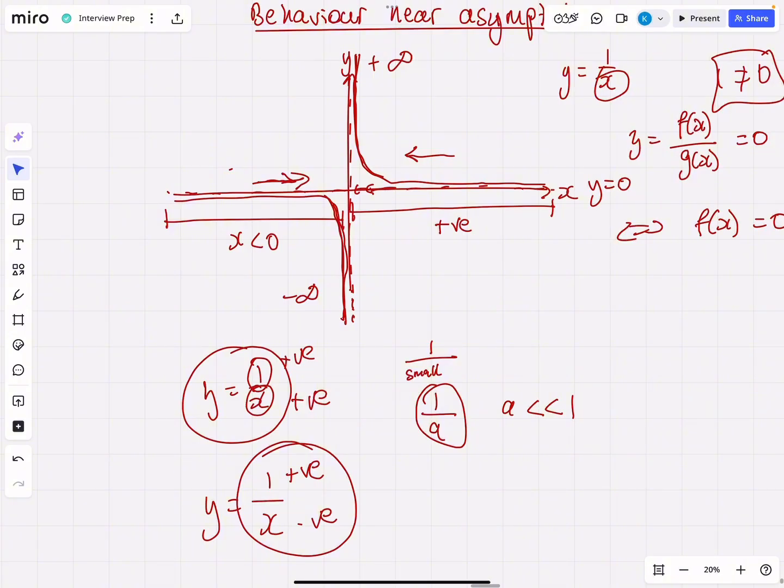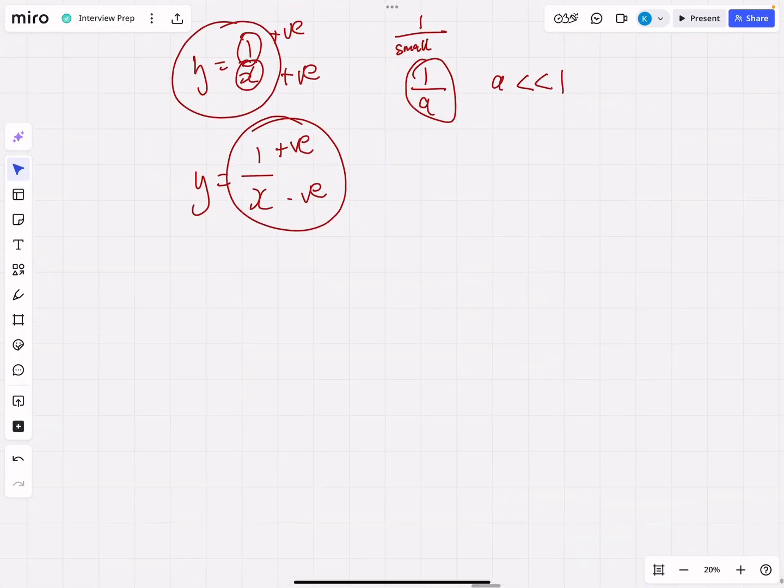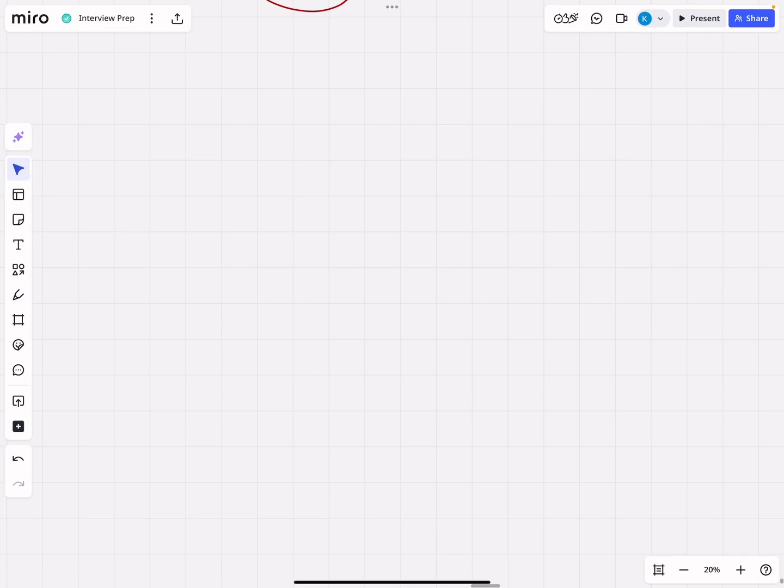So yes, let's have a look at properties of odd and even functions next up.